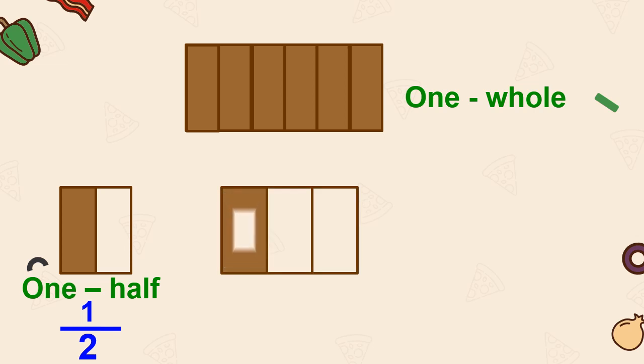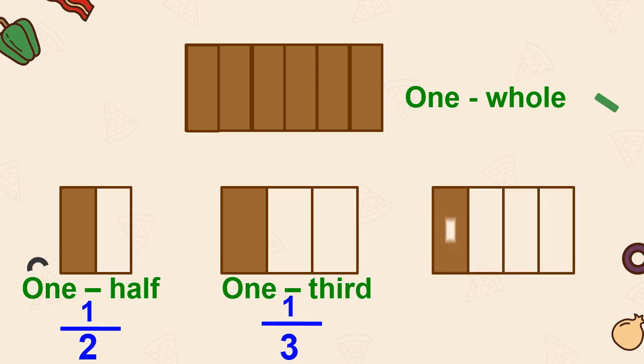Second one, we have here the total parts 3. We want to take one colored part. So the fraction is 1/3 or we can say 1 over 3. Now we have the total parts 4. We want to take one colored part. So the fraction is 1/4 or we can say 1 over 4.